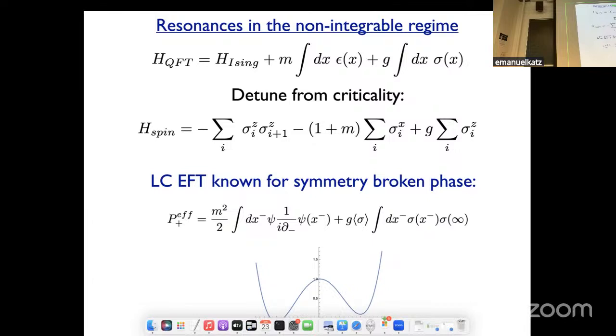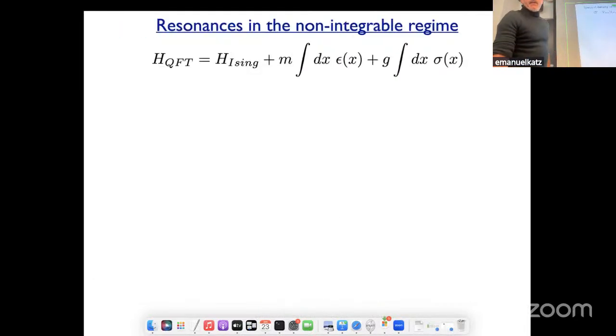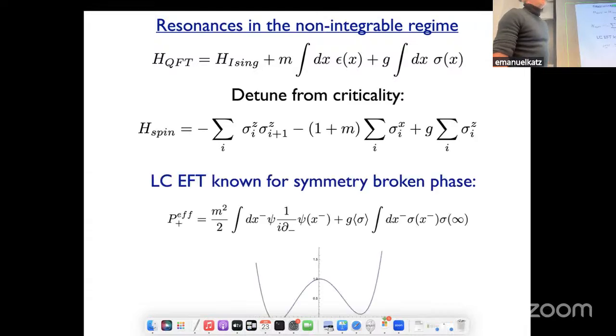It has much of the physics of QCD. If I set M equal to 0, this is integrable. But with both of these on, it's a non-integrable theory.